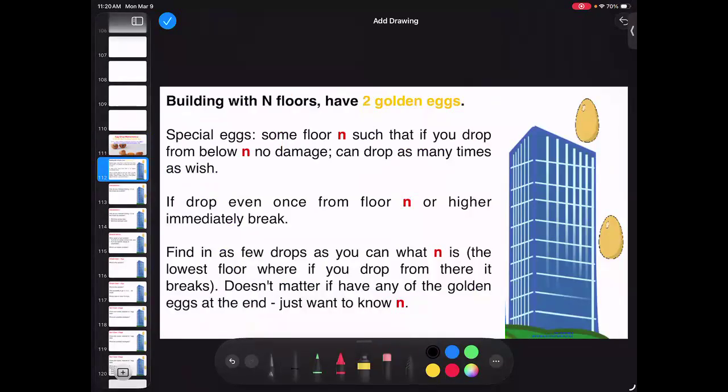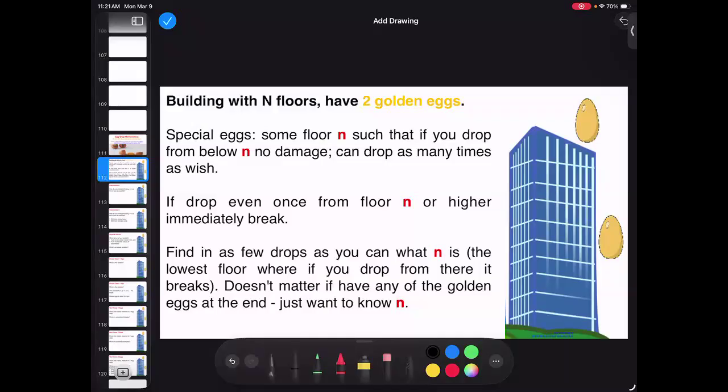And so with these, there's a building with n floors, because what are the number of floors we have? And these eggs are such that if you drop them below a certain threshold, there's no damage to the egg. Even if you drop it 1,000,000 times, no damage. But as soon as you drop it from a certain floor or higher, the egg shatters and breaks. And I want to figure out, where is that floor? And I don't care how many eggs I have left at the end of the day. I just want to know what floor it is in the fewest number of drops.